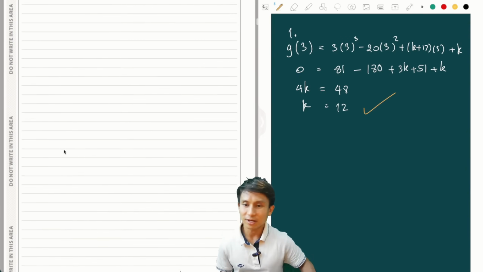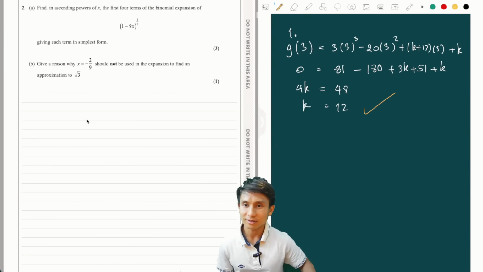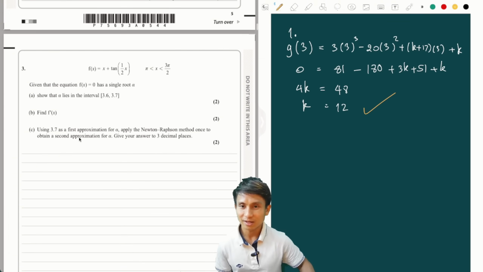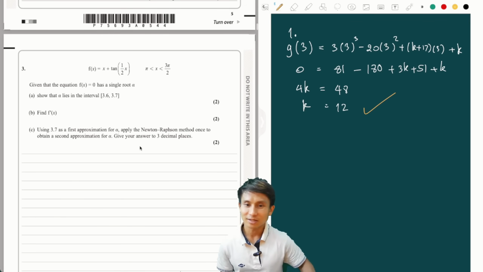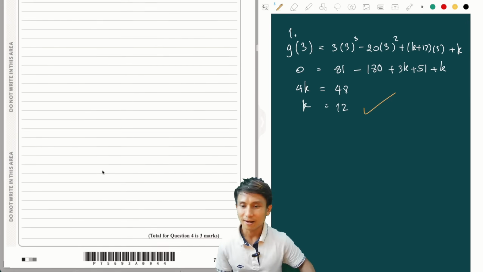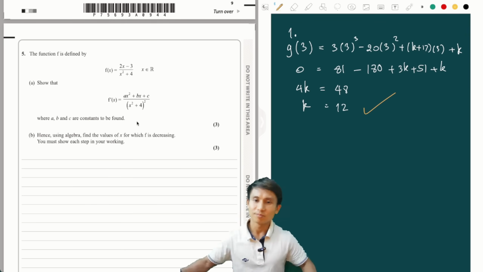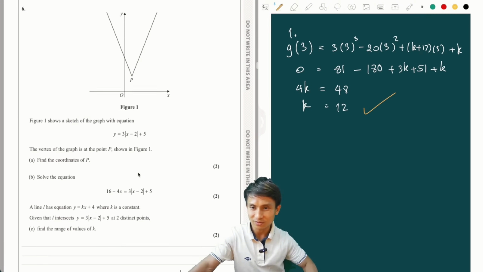yeah, first one is fine, second one is fine, right? This one, you've got to be careful with this. It's the validity thing. You need to understand the concept. I already explained that. Number 3, it's just Newton-Raphson, so that's fine. Use a formula. Number 4, nothing too specific. You just have to know that a decreasing function means the derivative is less than 0.